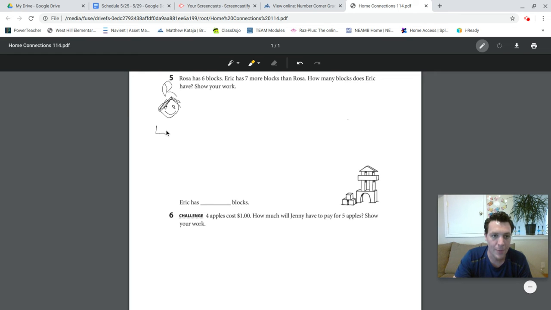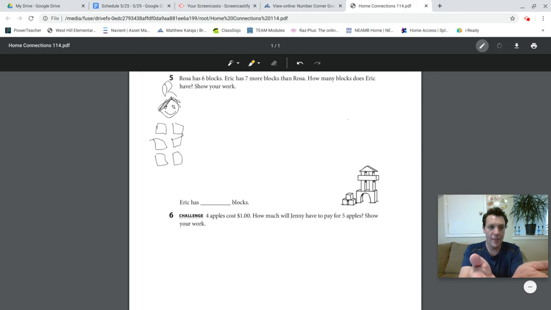And we know blocks can be rectangles or squares, or if Mr. K is using the drawing tool, they can just be whatever these shapes are. So there are 1, 2, 3, 4, 5, 6. Do you agree with me? Rosa has 6 blocks. So I drew Rosa, and then I drew 6 blocks. 1, 2, 3, 4, 5, 6. Okay, Eric has 7 more blocks than Rosa.